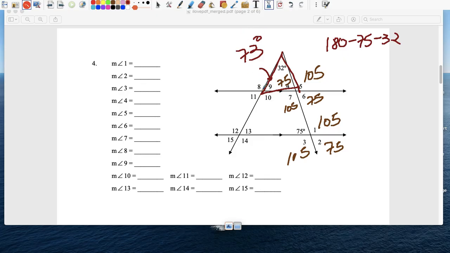And what's angle 8? Well, first of all, if angle 9 is 73, angle 11 is 73, which means angle 15 is 73, and 13 is 73. We just got to find the other pair.